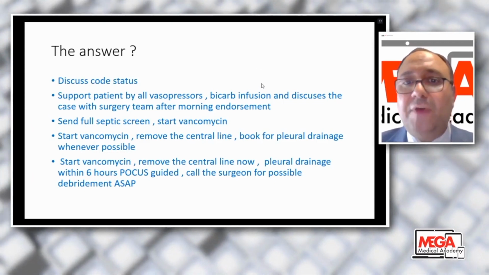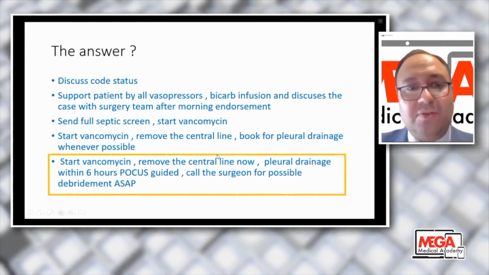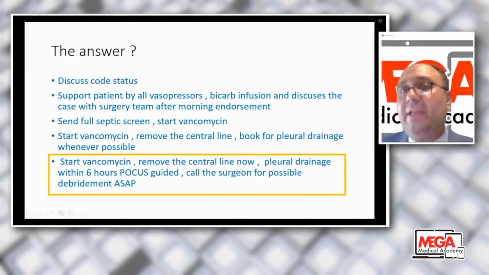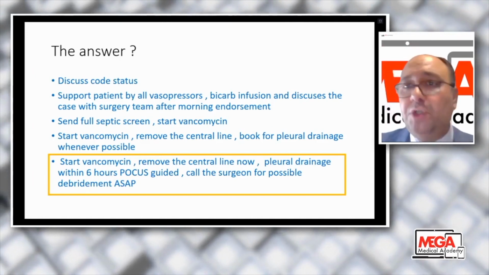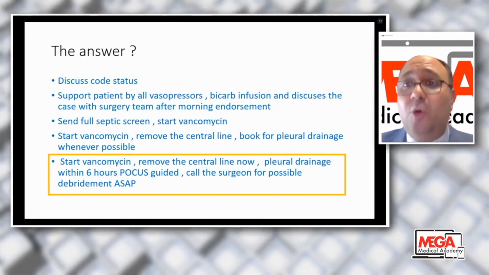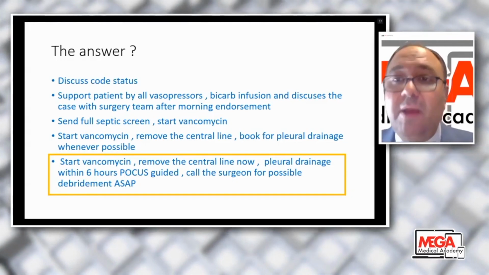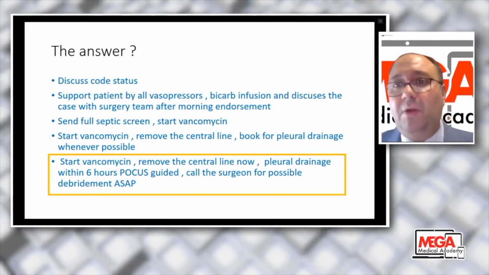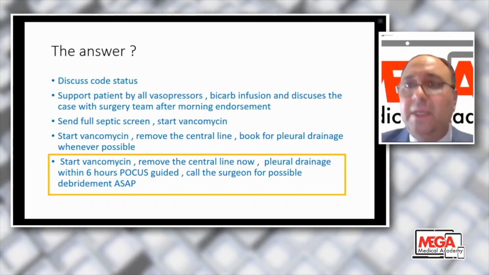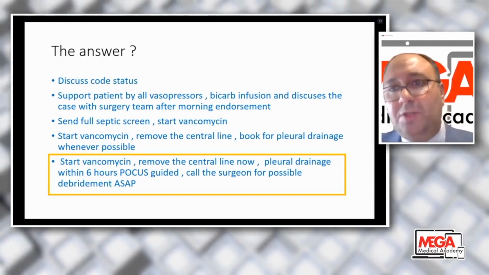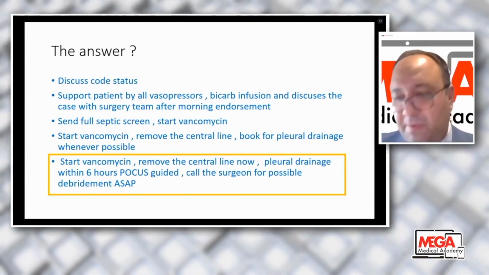Excellent. Most of us agree the last answer is the best answer. Start vancomycin, yes. Remove the line. Here we have a patient with multiple sources: effusion, consolidation, the line, and abdominal infection. I will give priority to the abdominal infection, which is the main cause, but I will start with what is feasible. I will remove the line, and then by ultrasound I put a drain in the pleural effusion. In the same hour, I will call the surgeon or surgical team to plan debridement as soon as possible. Thank you.